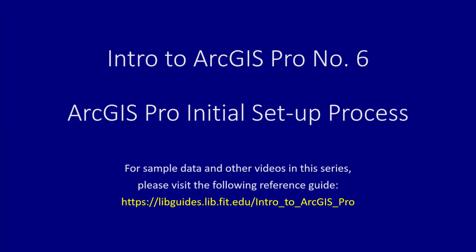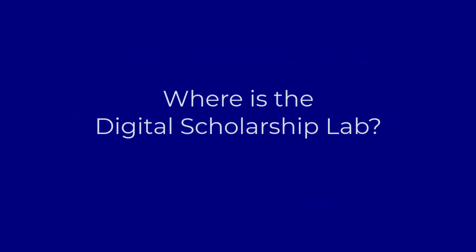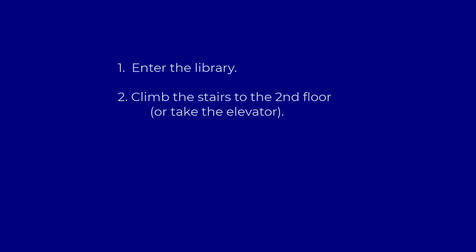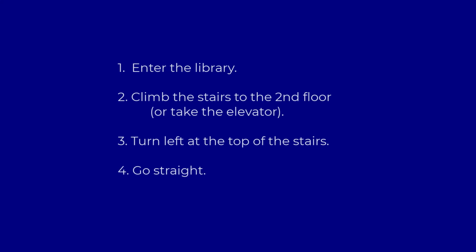The first step in using the library's GIS workstations will be finding the Digital Scholarship Lab. If you haven't been there before, enter the library's lobby through either of the two entrances. Head for the staircase and climb the stairs to the second floor. When you get there, turn left, then just go straight, walk through some glass doors, and you will find yourself in the Digital Scholarship Lab.